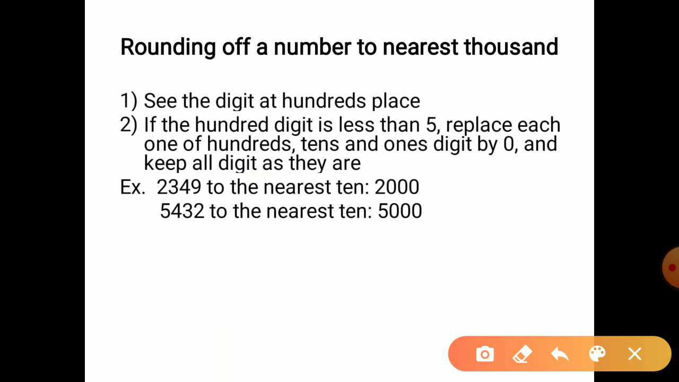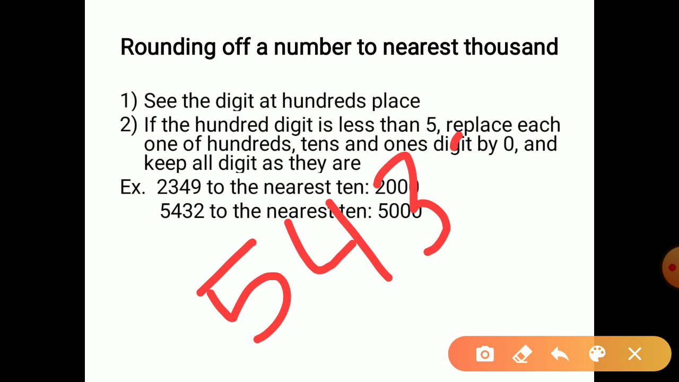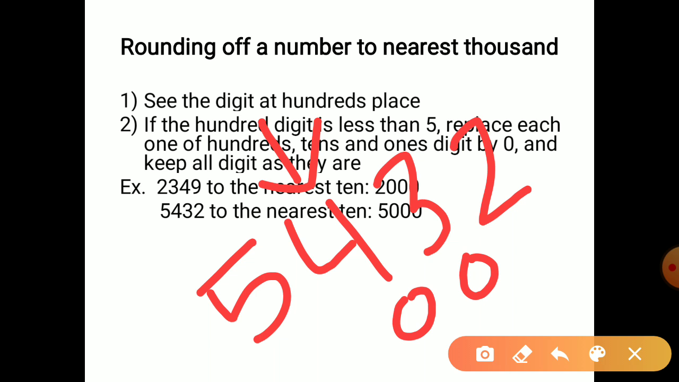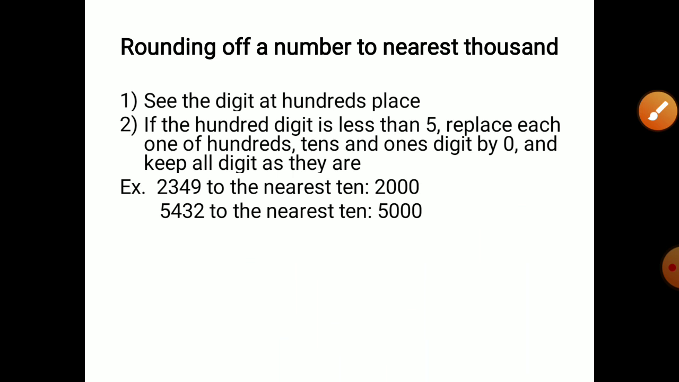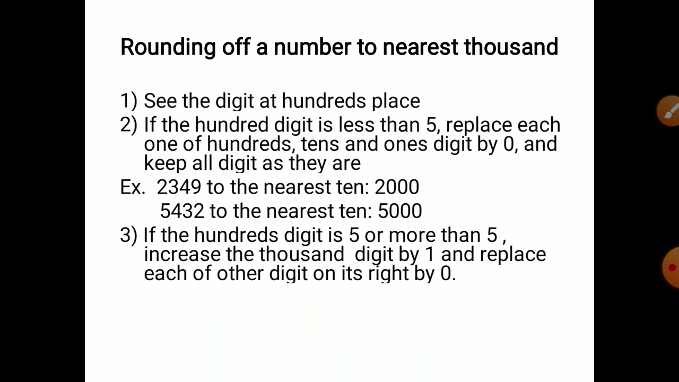Take one more example. My number is 5432. I will check the 100 digit, that is 4. We know that 4 is less than 5, so we will make this 0, and this 0, and we will write the digit as it is. So our answer will be 5000.